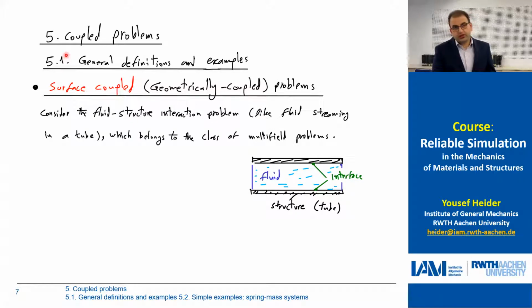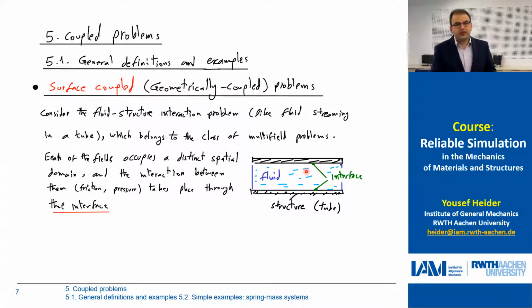So we are now starting with the 5th section of our course, and I will start by giving the definitions. For the surface coupled problem or geometrically coupled, we consider, for instance, the fluid structure interaction. I mentioned the car and the air which is flowing around the car. This is one example. The other example might be, for instance, fluid which is flowing inside a pipe. So we have the fluid domain, and the pipe is a solid or a structure. And then we have a distinct interface.